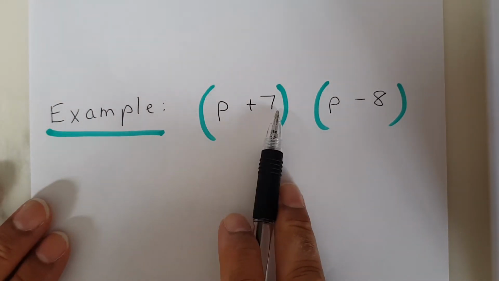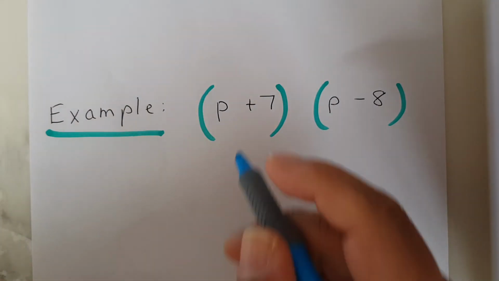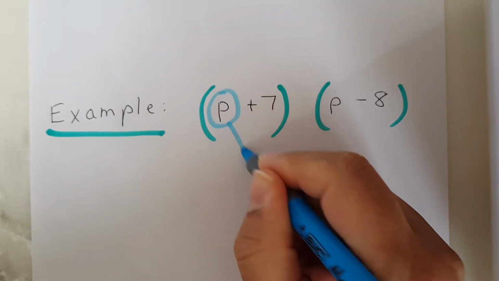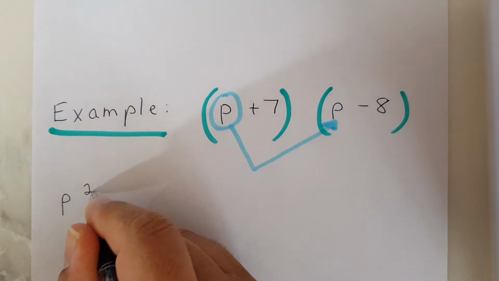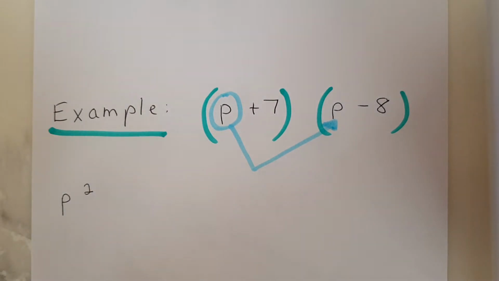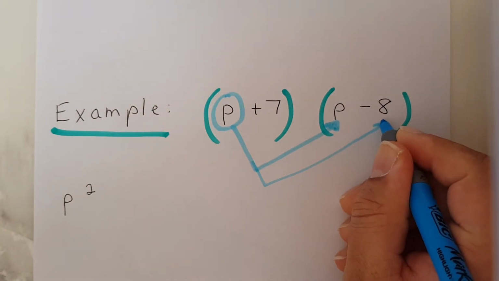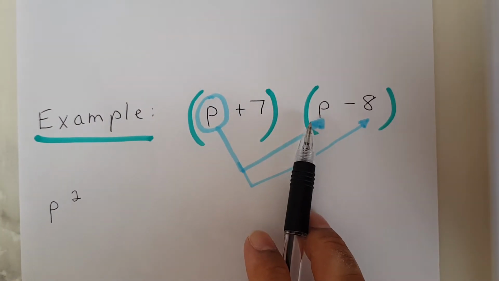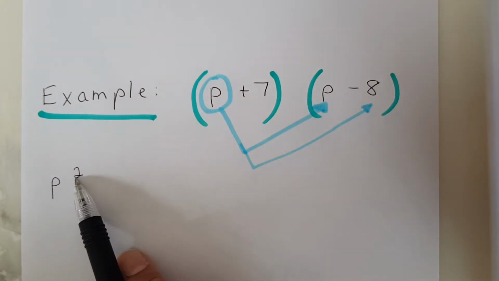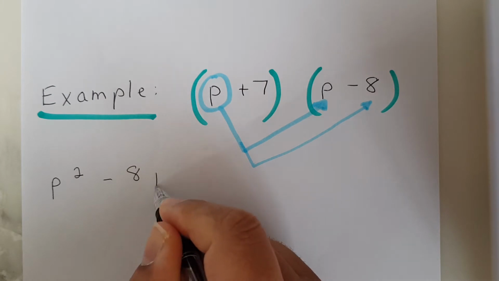Now we have p plus 7 multiplied by p minus 8. So again, the first bracket, we get the p and we multiply that by p. Okay, so p times p is p squared. Okay, then we do p multiplied that by minus 8. Okay, now when we added p times p, that was positive, that was all positive there. Then p times minus 8, so you're going to have a minus 8p.